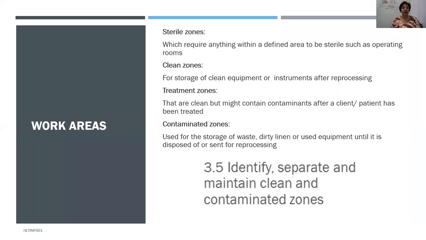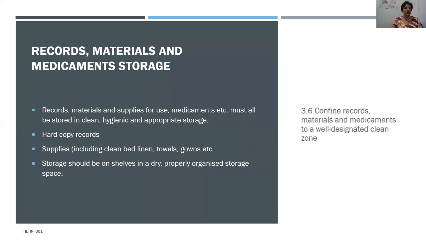So, work areas. You get a sterile zone, which is anything defined as sterile, like an operating room. You get a clean zone for storage of equipment and instruments. Then you get a treatment zone. That might be a room where all your wound care things are kept, and normally they have a chair in there if somebody needs to get an injection or treatment. If they are mobile, they can go into the treatment room. And then you get contaminated zones, which can be your pan room or your sluice room. There are different names people have for that, where we dispose of everything. So identify these rooms and maintain them separately, keeping them clean separately.